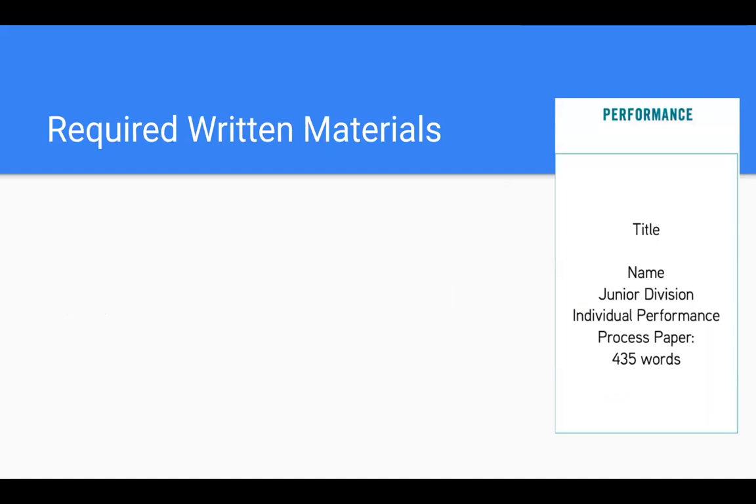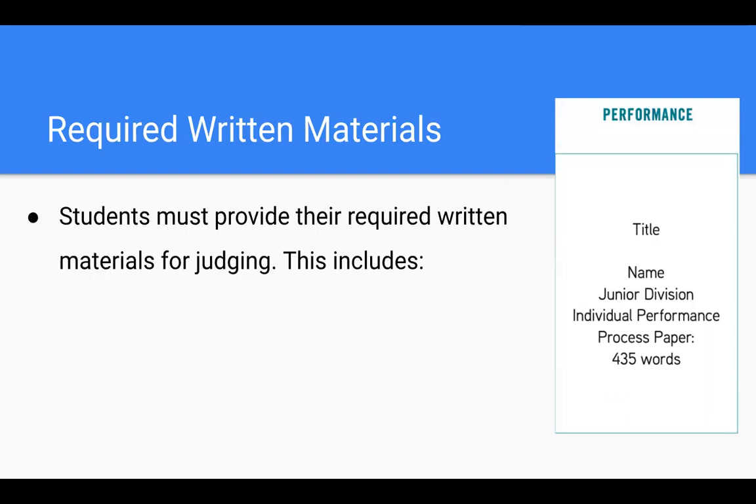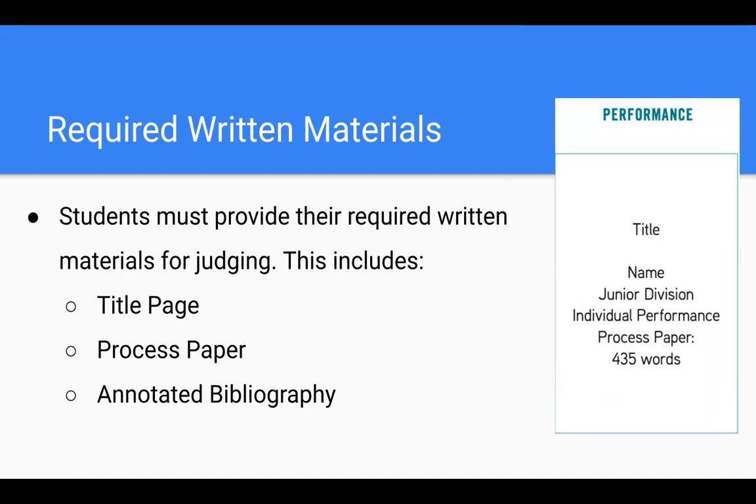Required written materials. Students must provide their required written materials for judging, and the required written materials include the title page, process paper, and the annotated bibliography. You'll see the image on this screen is an example of a title page for the performance category. It should include the project title, the student's name, their division, their category, as well as the word count for their process paper.